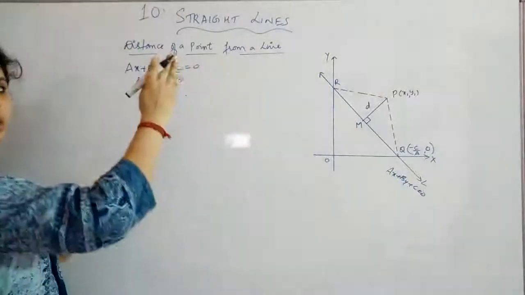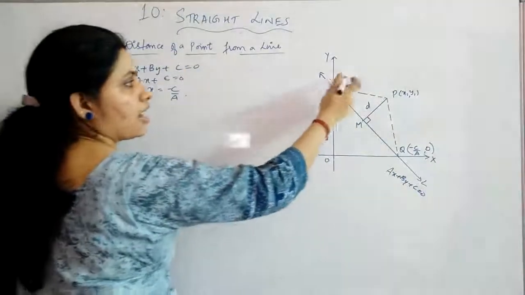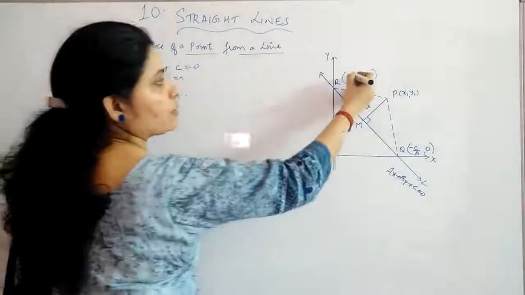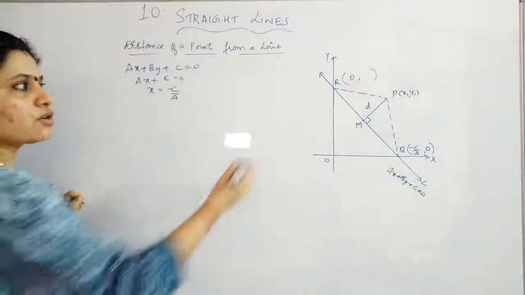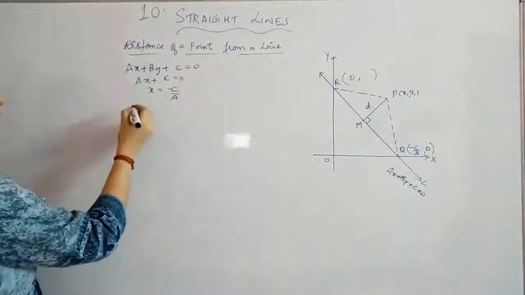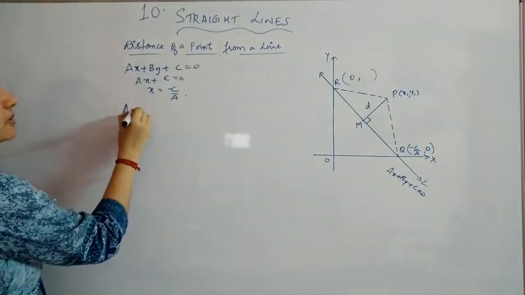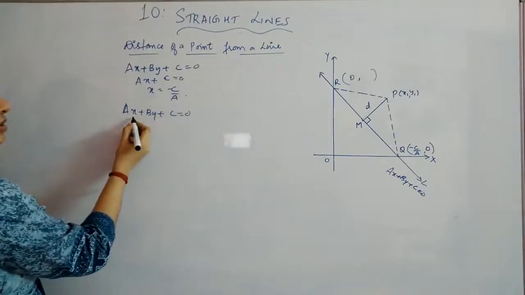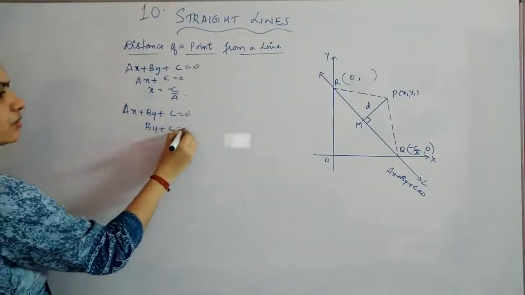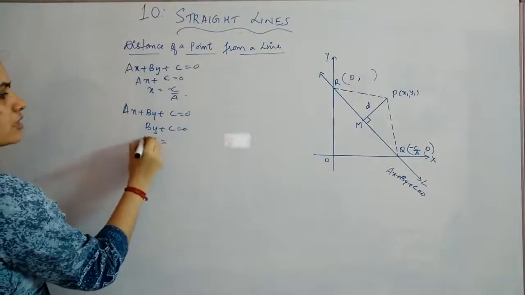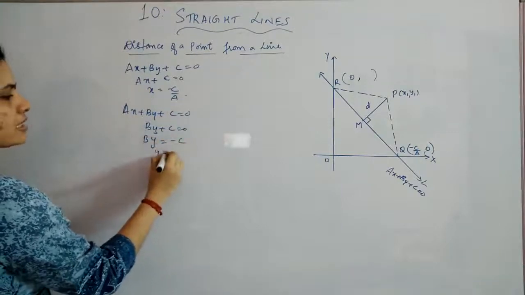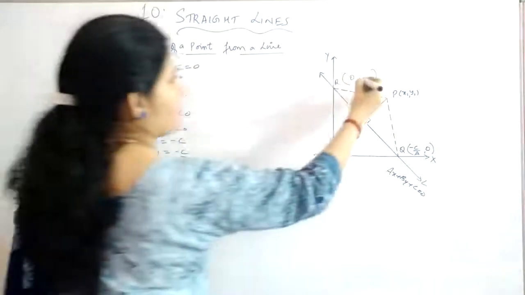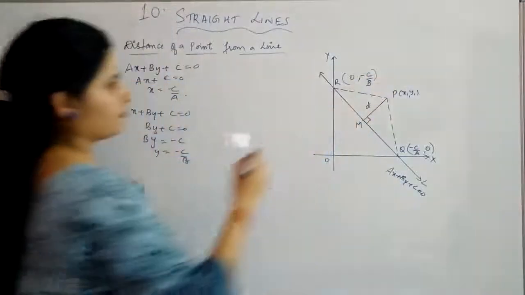Now in order to find the coordinate on the y-axis, R, again we know that any point on the y-axis will be of the form (0, something), right? Now how do we find it? In the same equation ax plus by plus c equal to 0, if we replace x with 0, we get by plus c equal to 0. That means by is equal to minus c, so y is equal to minus c by b. So R is (0, minus c by b).